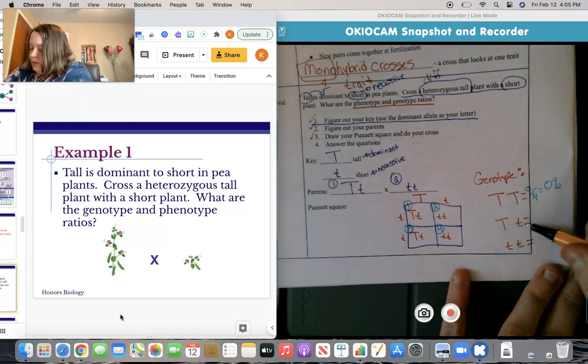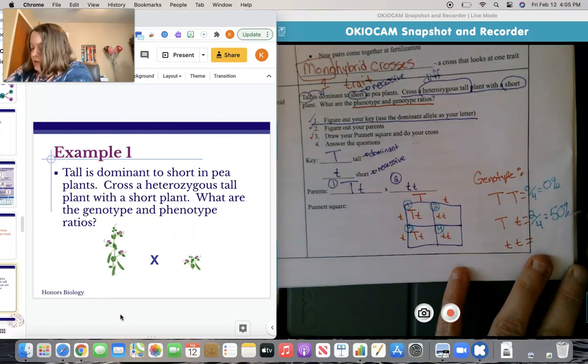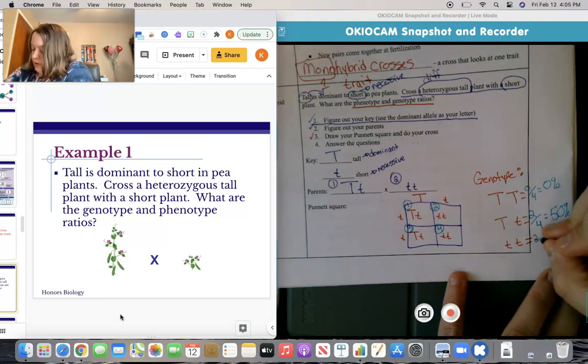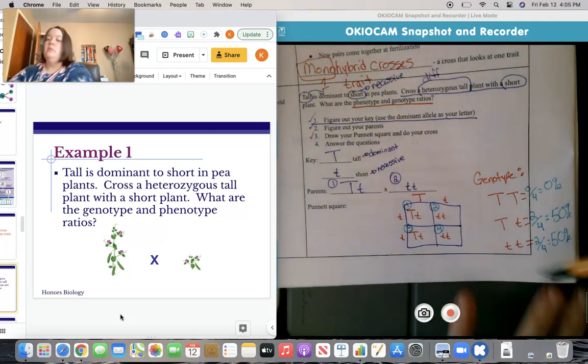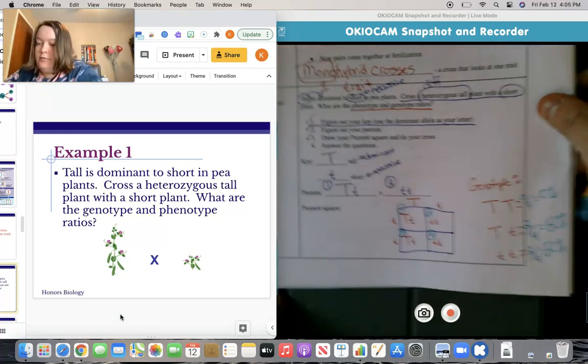Now we have big T, little t. 1, 2. There's 2 out of the possible 4 are big T, little t. That is 50%. 50% chance they're going to be big T, little t. Now we do little t, little t. 1, 2. 2 out of 4, that's 50%. 50% chance they're going to be little t, little t. Now we just have to do our phenotypes.